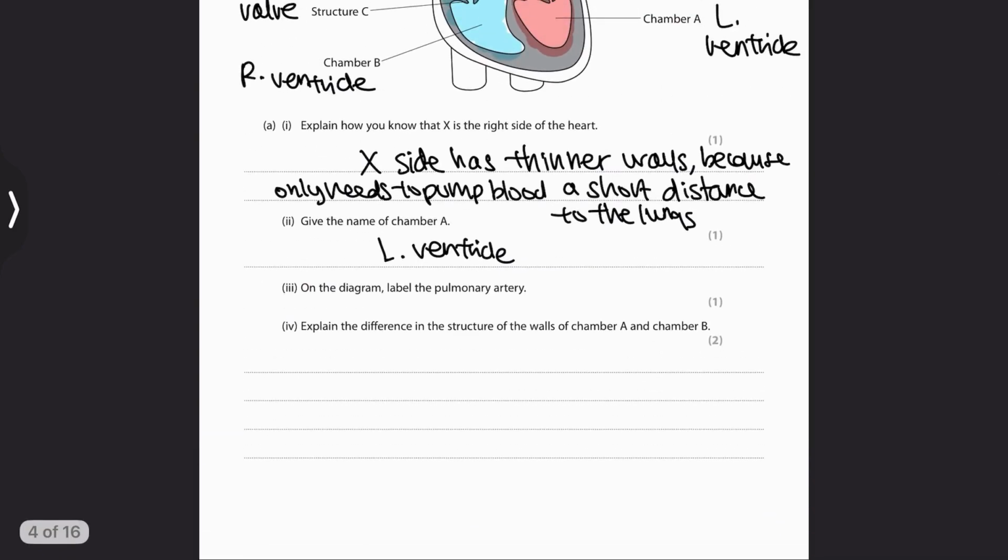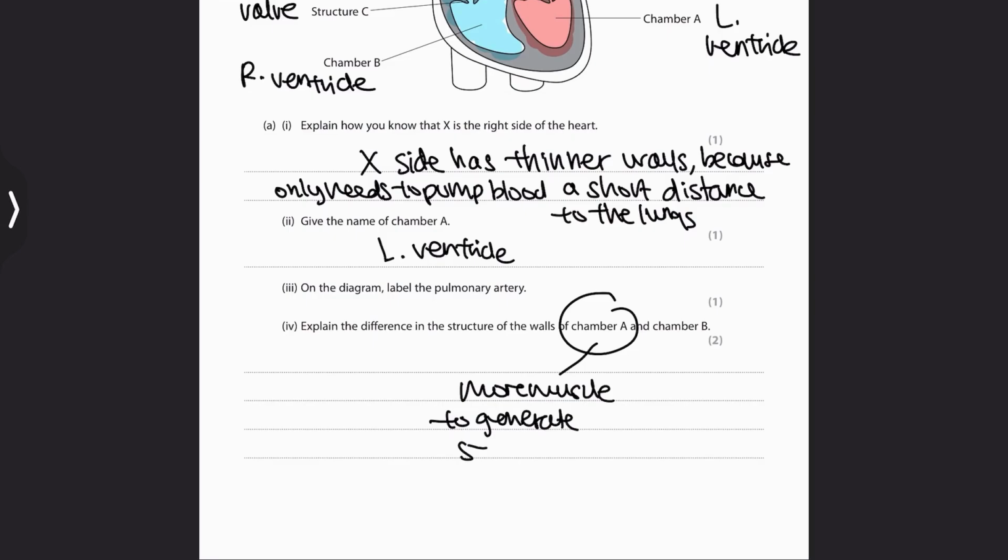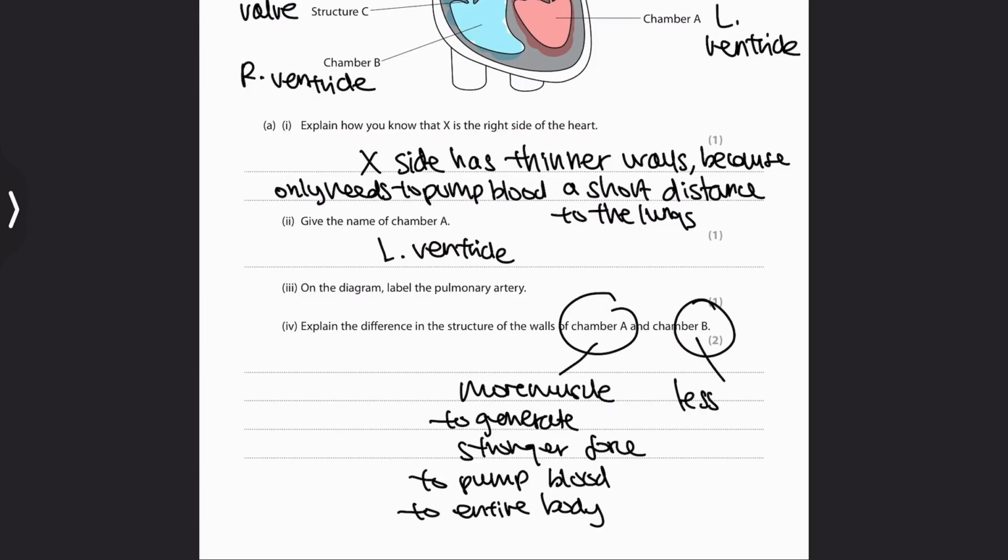Okay, so you would say chamber A, more muscle to generate stronger force or stronger pressure to pump blood to entire body. Whereas for B, less muscle or thinner muscle, because only need to pump blood to nearby lung. So it doesn't need a lot of force for doing that.